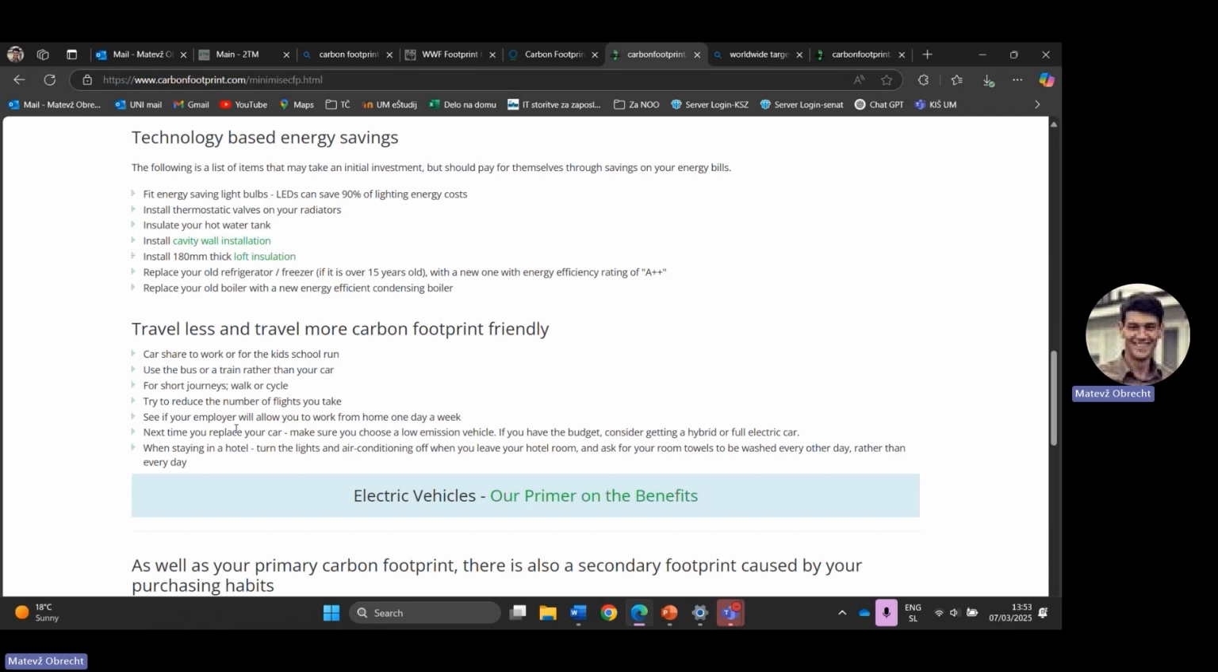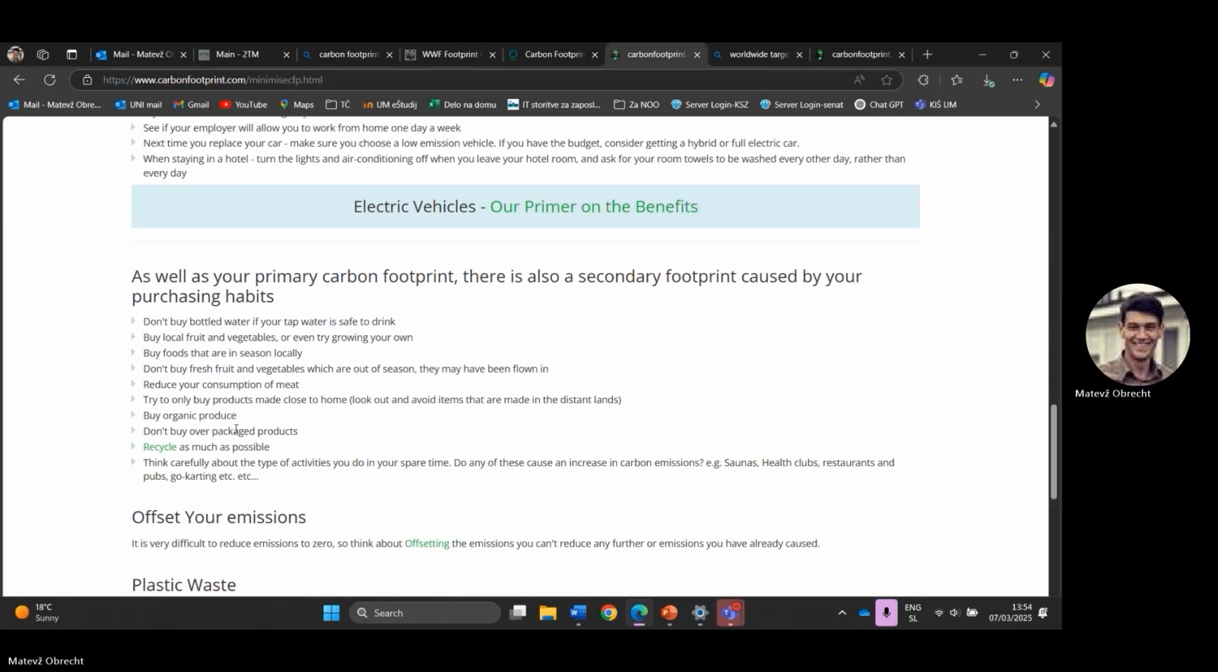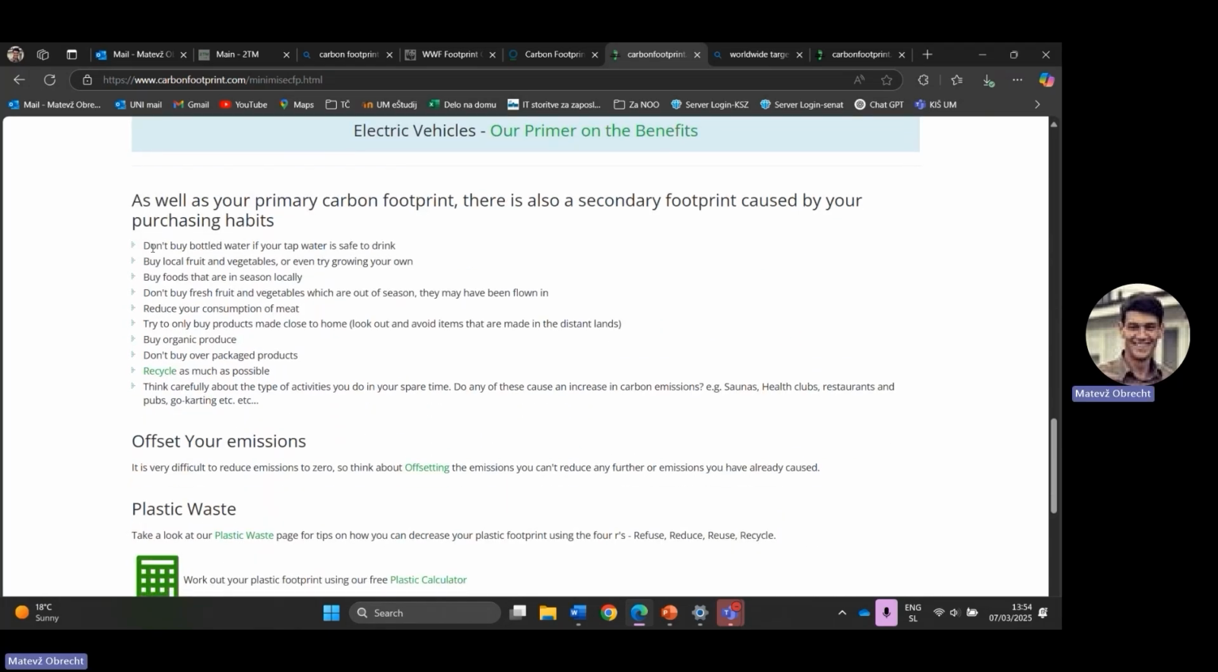When staying in a hotel, very important, turn off the lights and air conditioning when you leave the room, because you will make a contribution and you won't feel the difference when you get back. You can also buy local foods, don't buy bottled water, reduce the consumption of meat, buy organic products and recycle as much as possible.